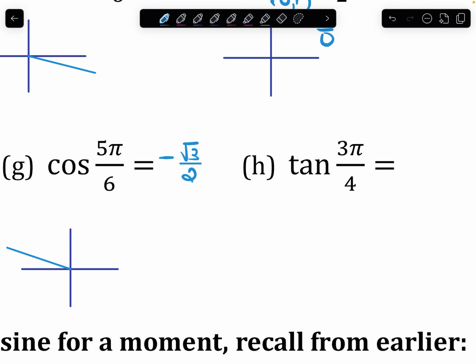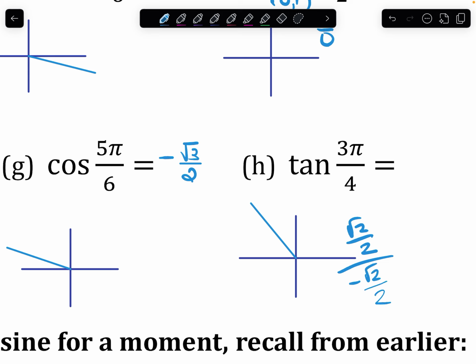3 pi fourths, 1 less than the denominator, quadrant 2. A 4, so in the middle of quadrant 2. So we're here. That's where x and y are the same. Tangent is the ratio y over x. Well, y is going to be square root of 2 over 2. X is going to be negative square root of 2 over 2. So your tangents of all your 4s are either 1 or -1 depending on the sign. In quadrant 2, one of them's negative.